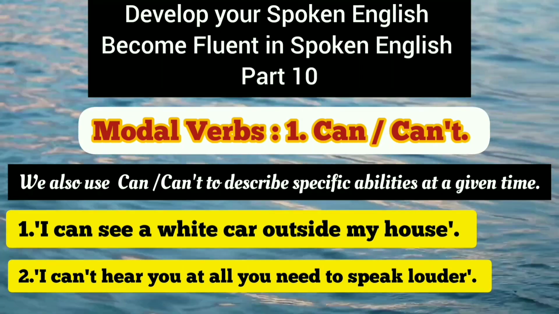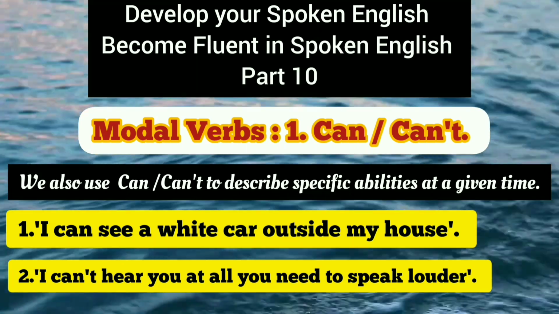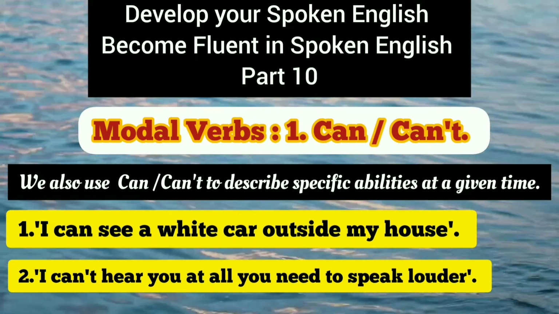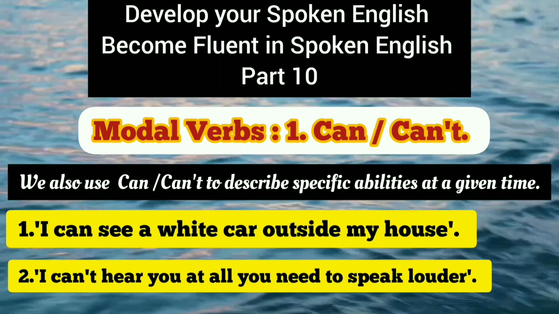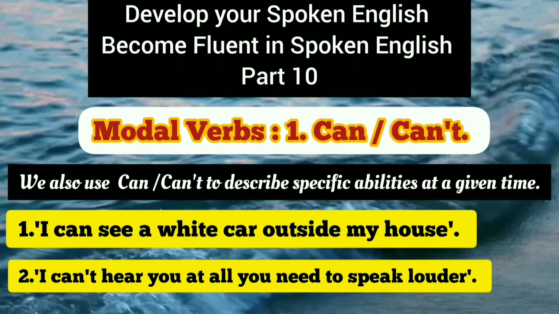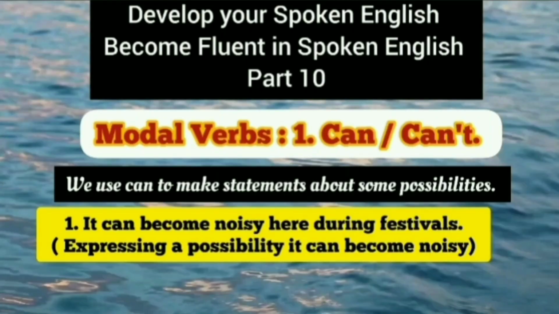So I'm talking about a specific situation where I'm unable to hear someone. That time also we can use can't to talk about specific abilities at a given time. So up next we are also going to see another way to use can. We can use can to make statements about some possibilities.